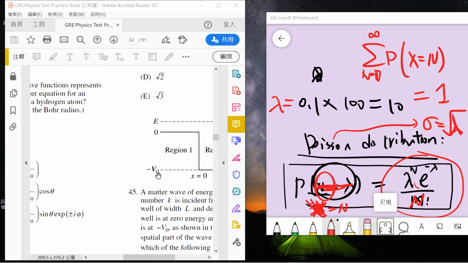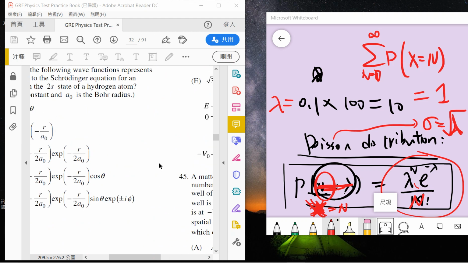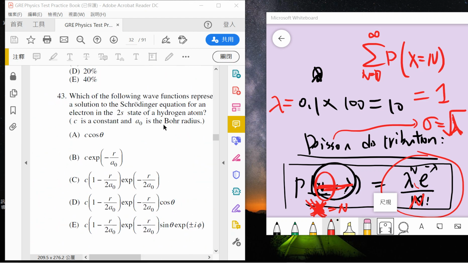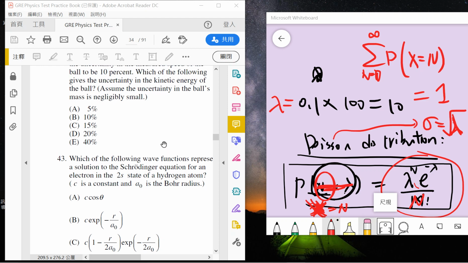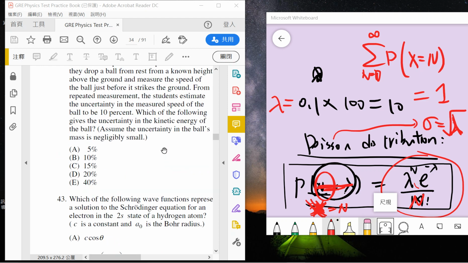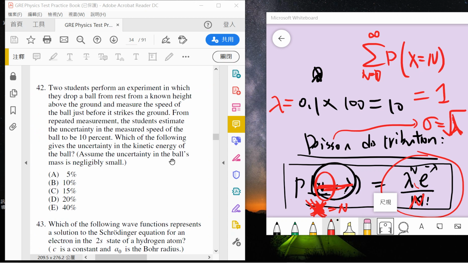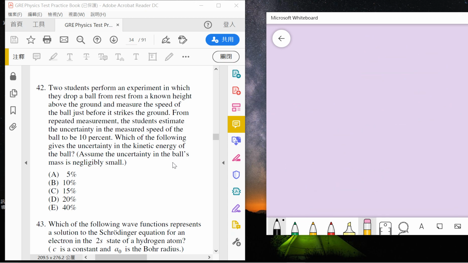Okay, so how about we start 42? Okay, 42 says that two students perform an experiment. They drop a ball from rest from a known height above the ground and measure the speed just before it strikes the ground. From repeated measurements, the students estimate the uncertainty in the measured speed of the ball to be 10%.